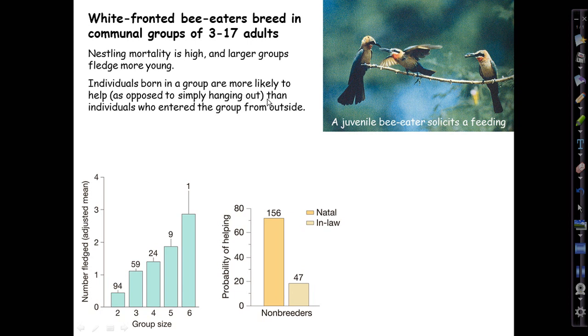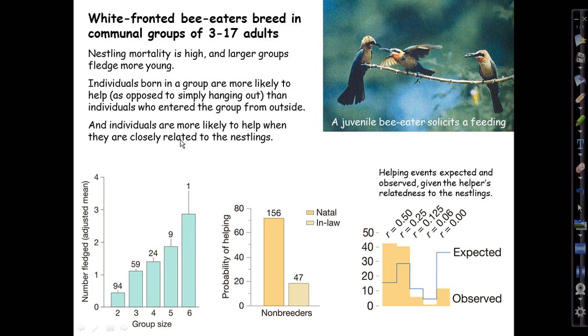Individuals born in the group turn out to be more likely to help, as opposed to simply hanging out and enjoying the benefits of being in the group, than do individuals who entered the group from the outside. And individuals are more likely to help when they are, as a matter of fact, closely related to the nestlings. And the investigators followed this population long enough, got to know enough individuals that they could figure out, in many cases, how related a given helper was to the young ones it was helping to rear.